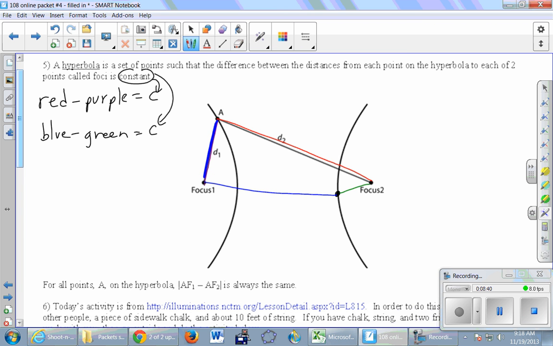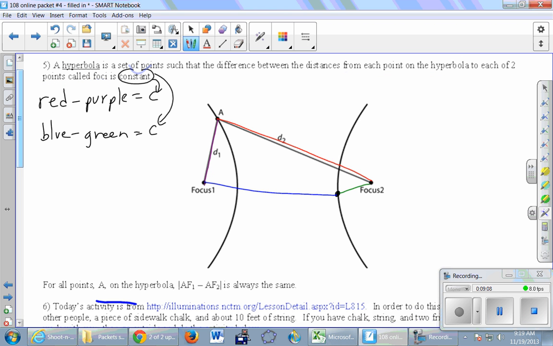Sure, this purple is a lot longer than this green, but the red is also a lot longer than the blue. And in fact, if you subtract red minus purple, you'll get exactly the same thing as blue minus green. That's what this says: the difference, that's our subtraction, between the distances, that's purple and red, blue and green, of any point on the hyperbola to each of the two foci is constant.